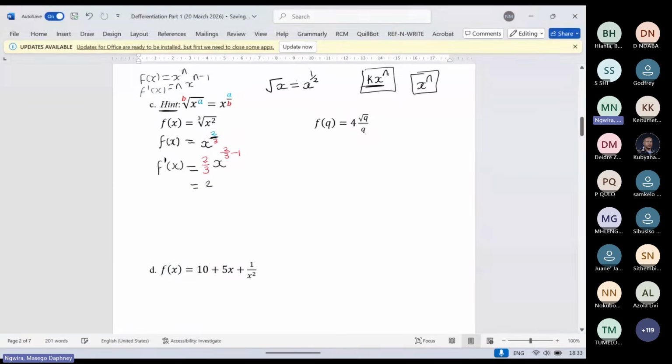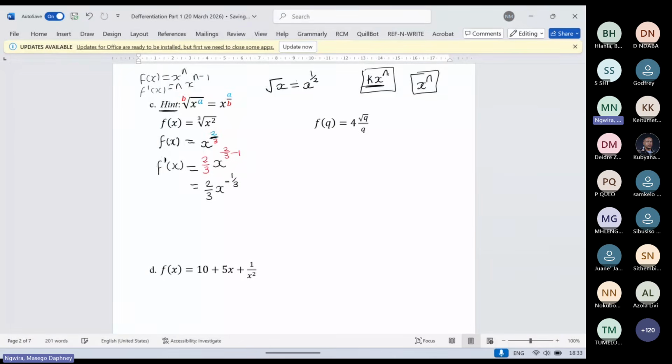This will be 2 over 3. What is 2 over 3 minus 1? Negative 1 over 3. Are we together?